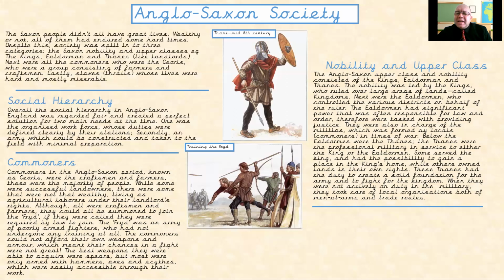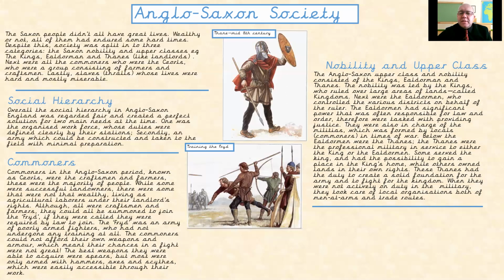The eldermen had significant power and were often responsible for law and order, and therefore were tasked with providing justice. They were also in charge of the militia, which was formed by local commoners in times of war. So the militia is this makeshift army, the fyrd. The fyrd is the law saying they have to join the militia.